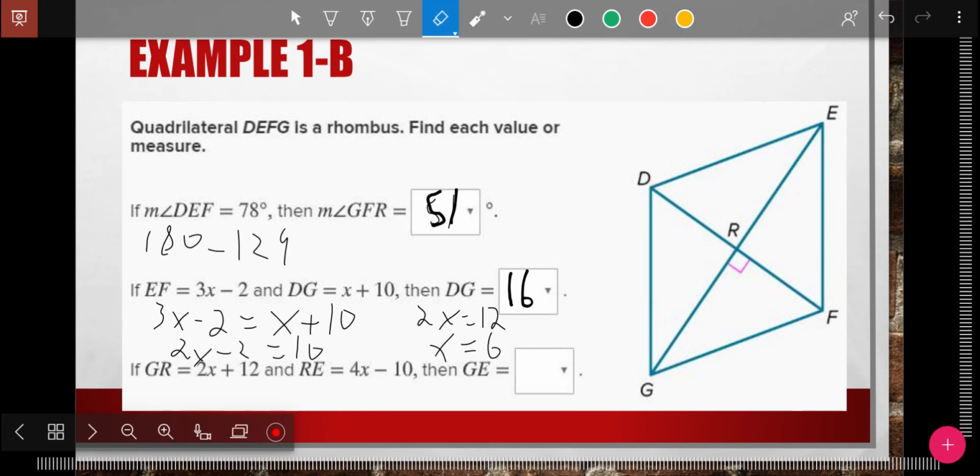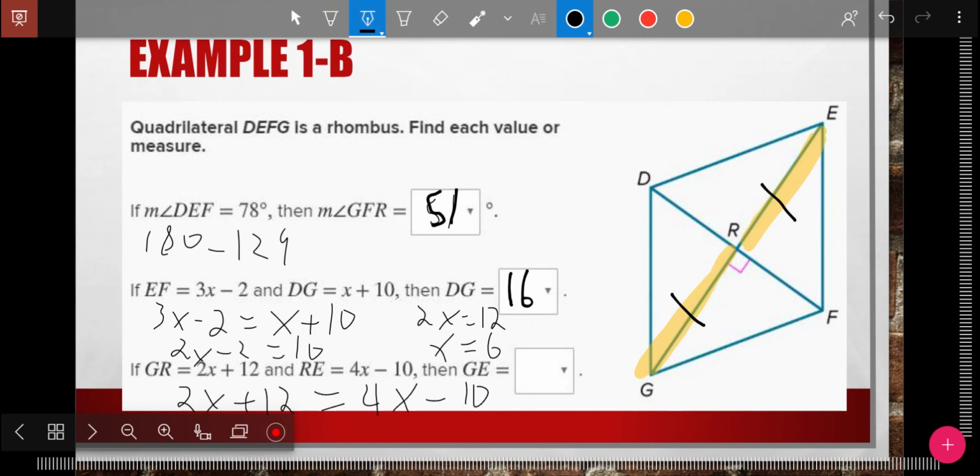Last one. GR. Where is GR? GR is this part right here, which is part of the diagonal. RE. RE is right here, the other part of the diagonal. And I know a rhombus is a type of parallelogram, so the diagonals bisect each other and the halves are congruent. And so again, I'm going to set them equal to each other. 2x plus 12 equals 4x minus 10.